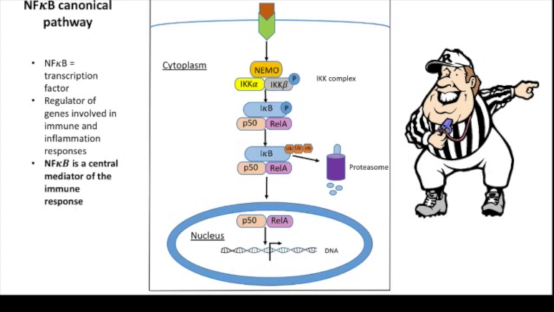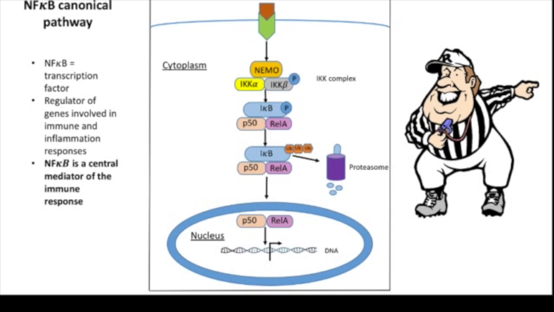You can relate the role of NF-kappa B in the immune system to the role of a referee in a soccer game. A referee has to make sure that all the players in a game follow the rules. With NF-kappa B, it has to make sure that all the components of the immune system function normally. If a referee does not do its job, you end up with chaos in a game. If NF-kappa B does not do its job properly, you can end up with immunodeficiency and autoimmunity.